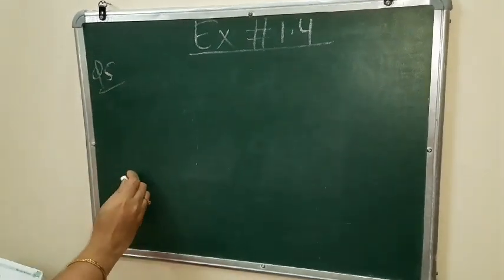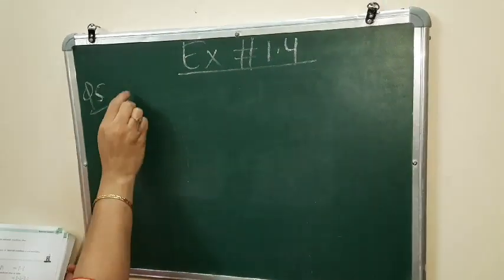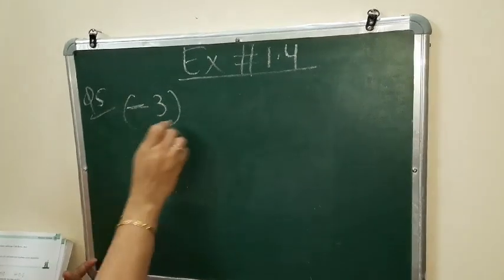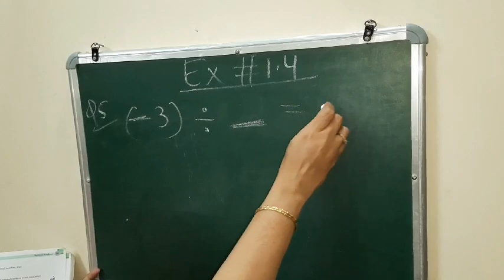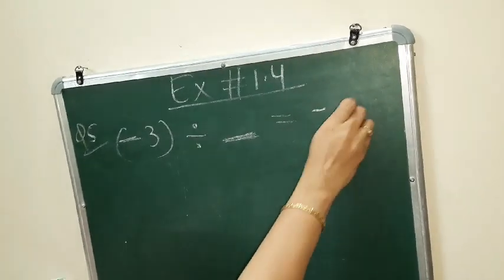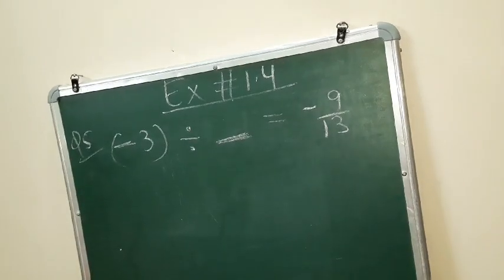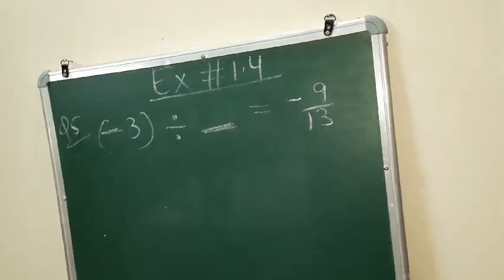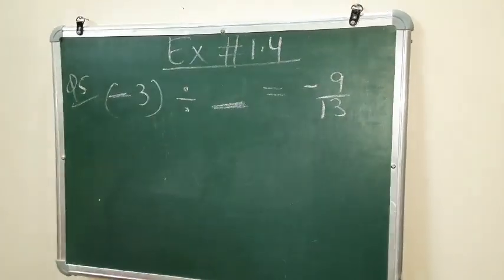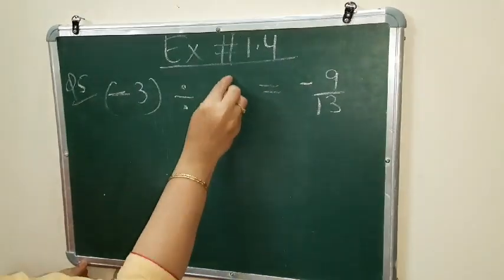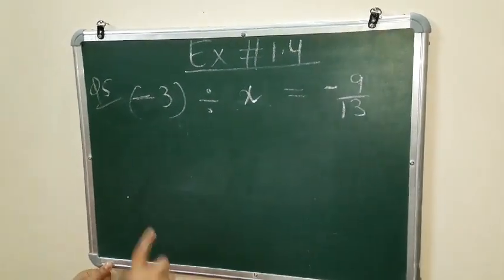Question number 5 of your book is, by what rational number should minus 3 be divided? Now minus 3 is to be divided by a certain number and you get minus 9 by 13. So by what number should minus 3 be divided so that you get minus 9 by 13? So your equation becomes minus 3 divided by, I am taking this dash as x, is equal to minus 9 by 13. How will you solve this?